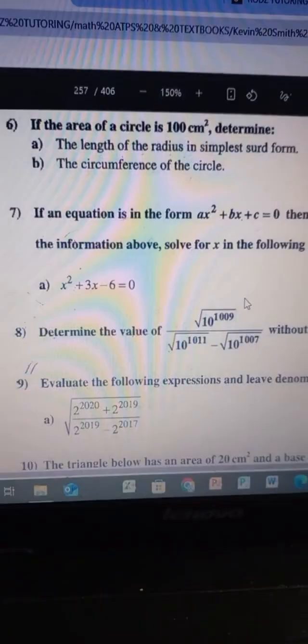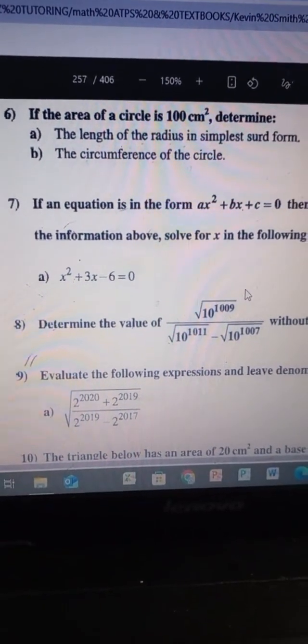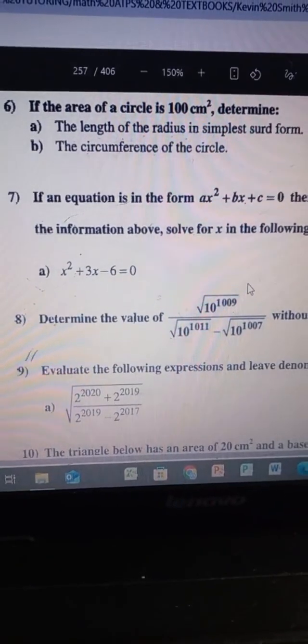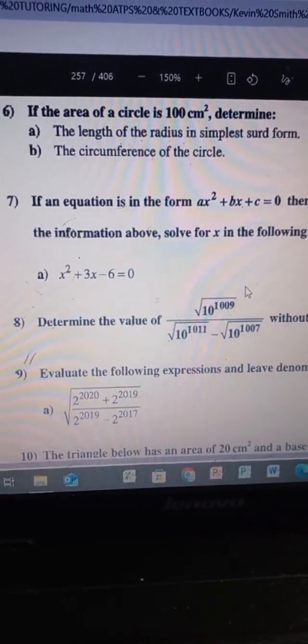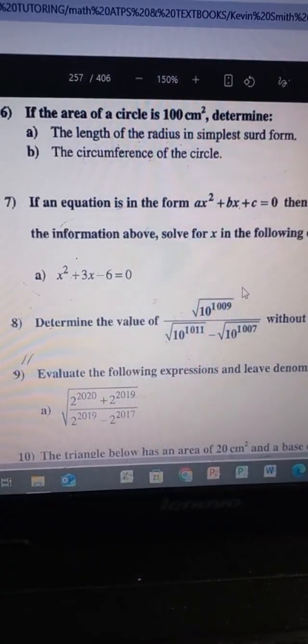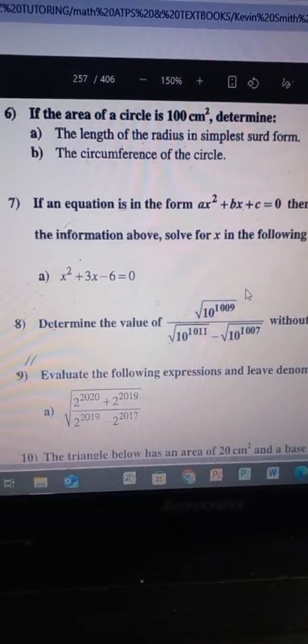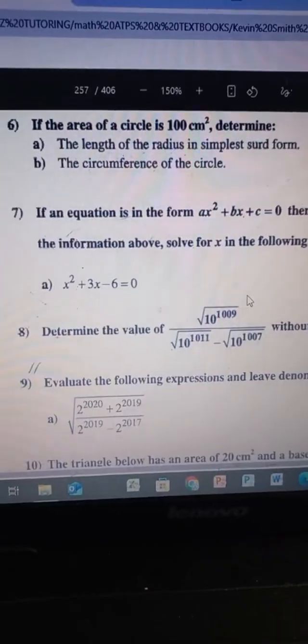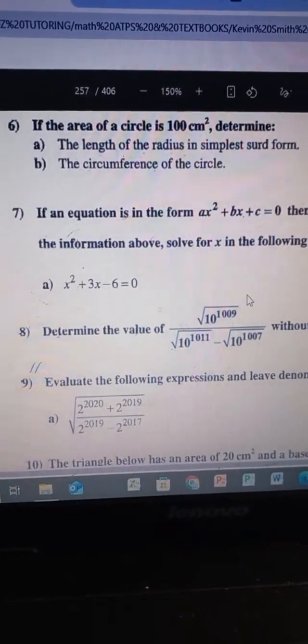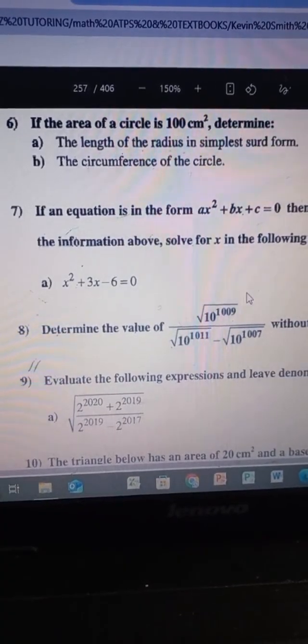Question 6. If the area of a circle is 100 square centimeters, determine the length of the radius in simplest surd form.